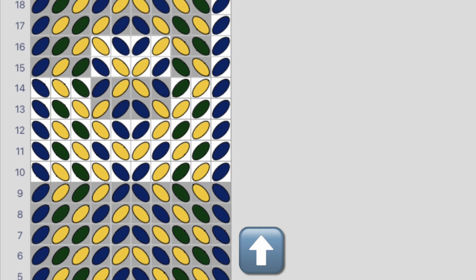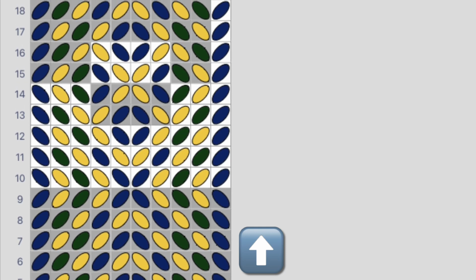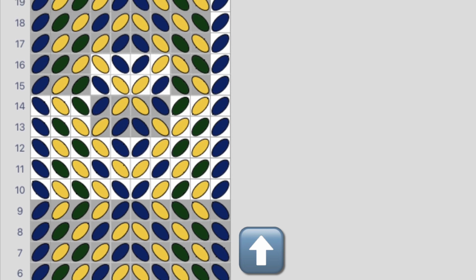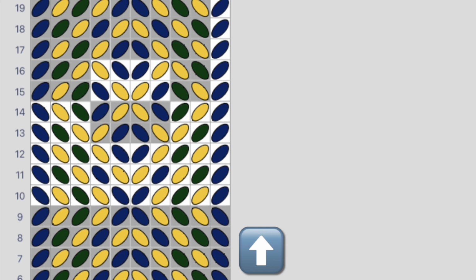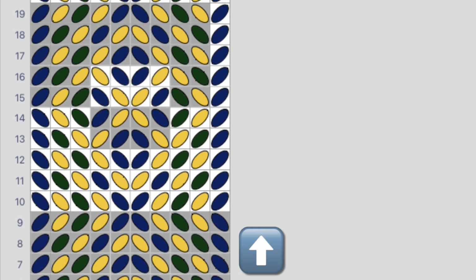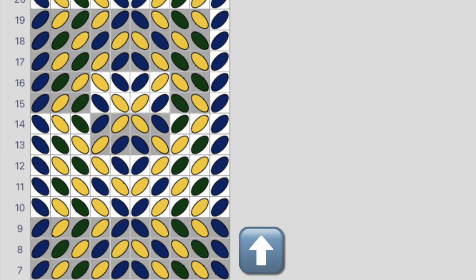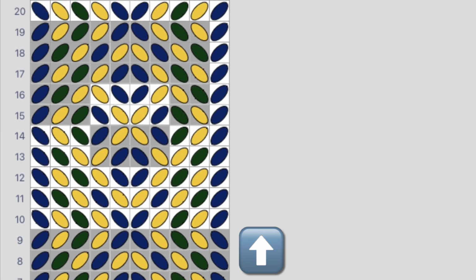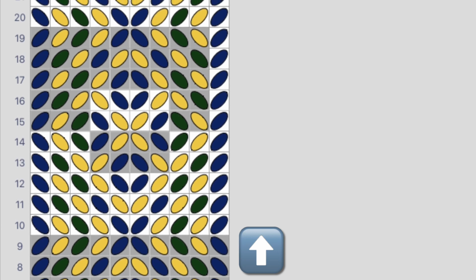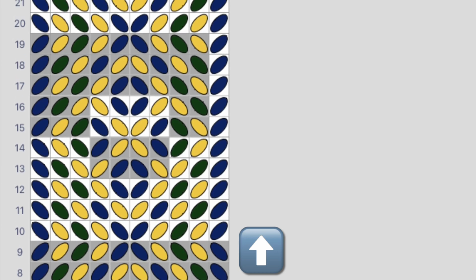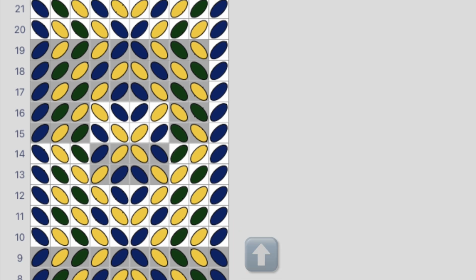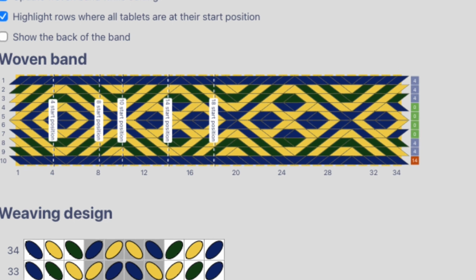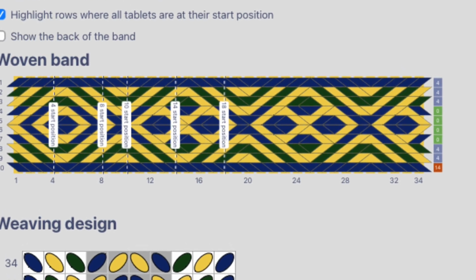So the first 3 will still go forward, then your next 4 will go backwards, and the last 3 will go forward for 2 picks. That would complete pick 14. You would continue reading your draft from the bottom up. Your white squares are forward turns, gray squares are backward turns. Lastly, here at the top, they give you a diagram showing what your woven band should look like.